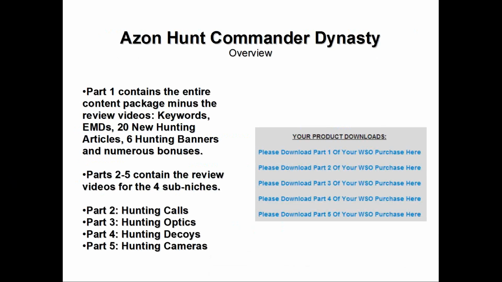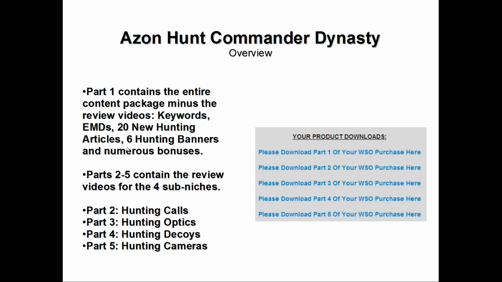So to start out with, the Azon Hunt Commander Dynasty product has 5 different parts for you to download. This is what the download page will look like. Here are the 5 different parts that you download. Just click on each one and get them all saved to your computer. The first part of this includes the entire content package except for the review videos. The review videos are going to be contained in the other 4 parts.